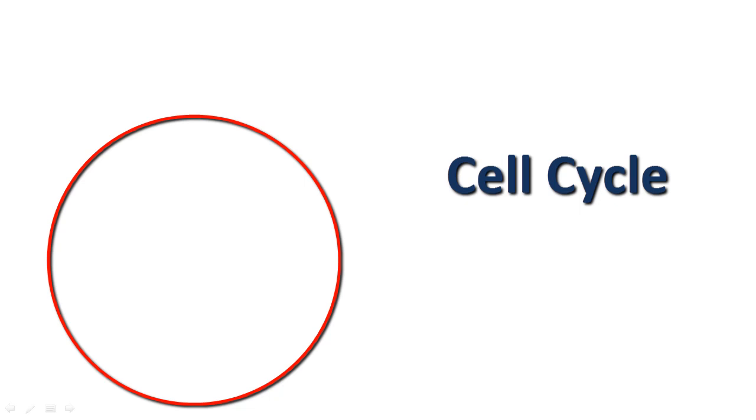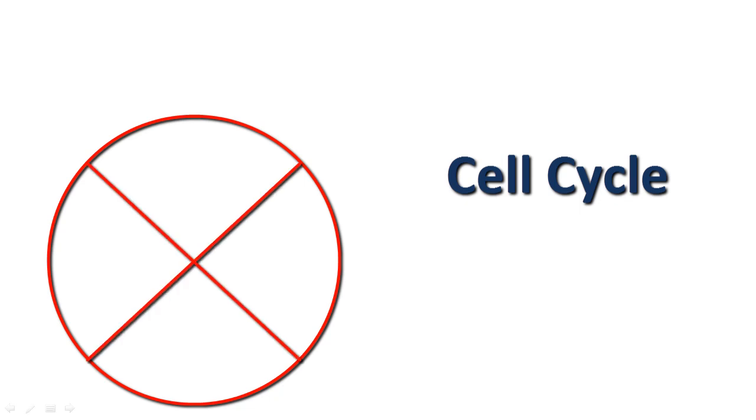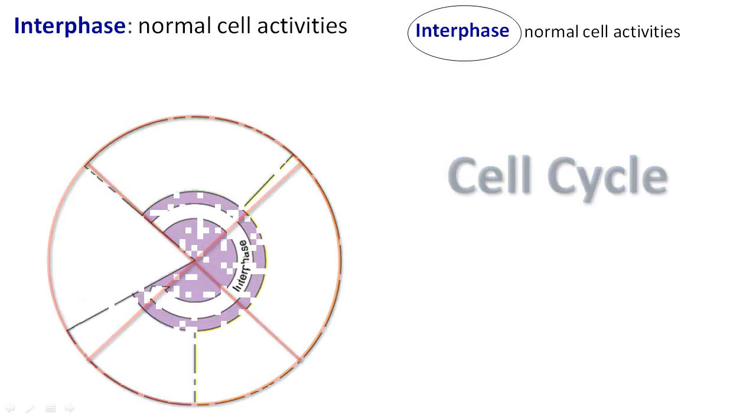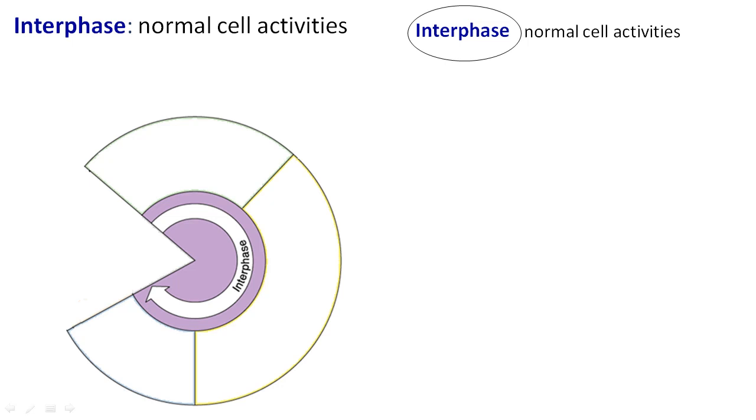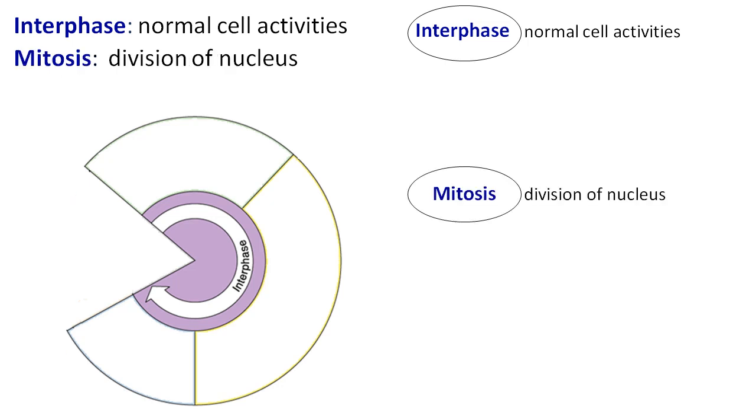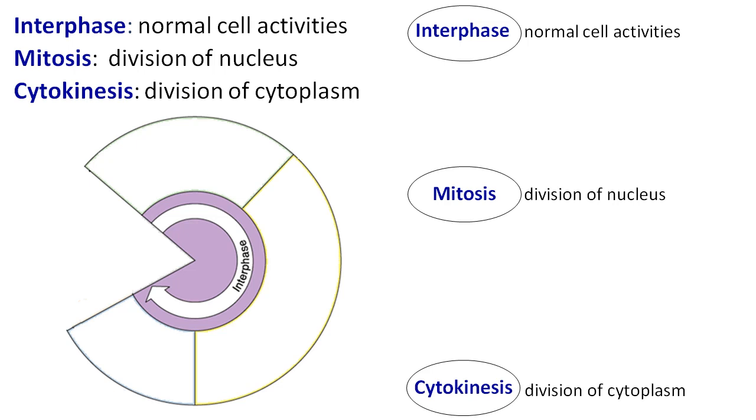To understand the cell cycle, it'll be important that you draw a diagram to help with that. Draw a circle, make it big, about half a page, and then divide it into quarters. What you have is the three major stages of the cell cycle. The first is interphase, where normal cell activities take place. The second is called mitosis, where the nucleus is divided. And then third is cytokinesis, the division of the cytoplasm itself.